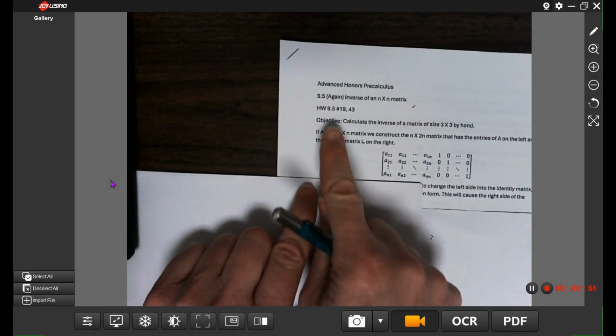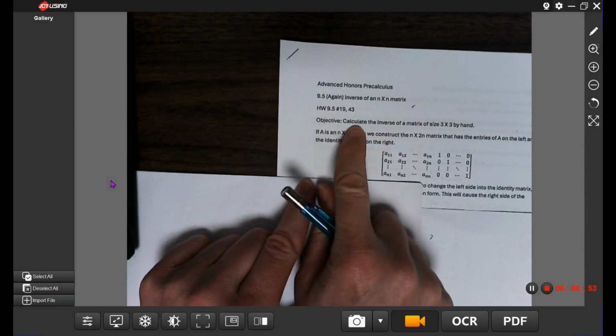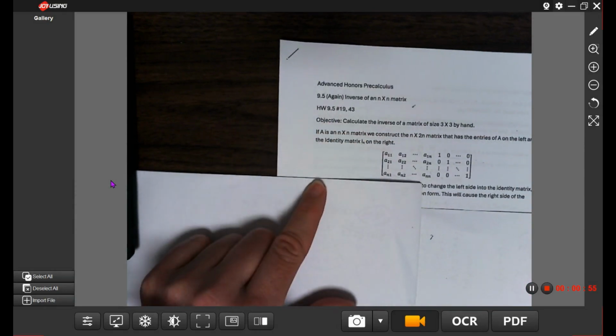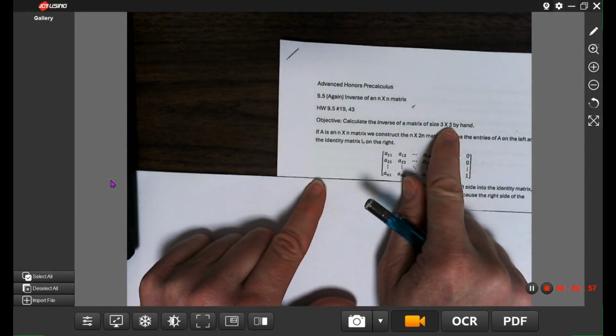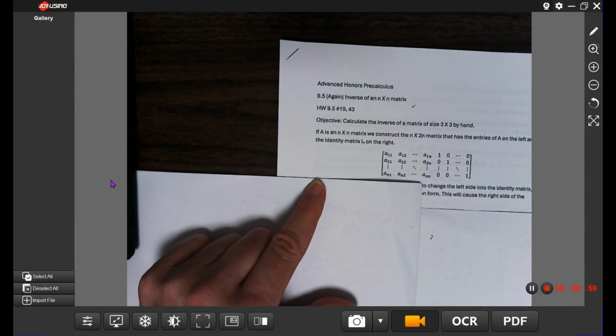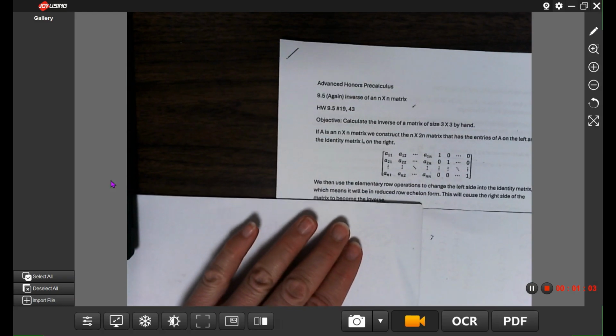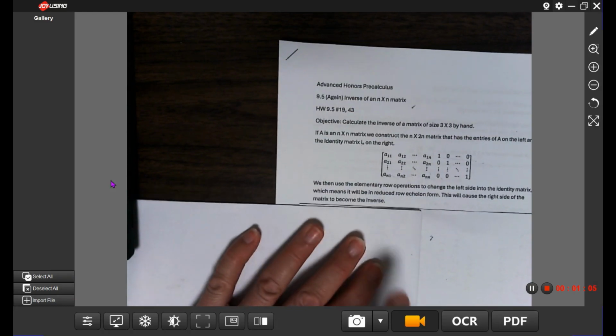So the topic in 9.5 that we're going back to is we're planning to calculate the inverse of a matrix of size 3 by 3 by hand, and previously we have done it in the calculator. So this is how we're going to do this.